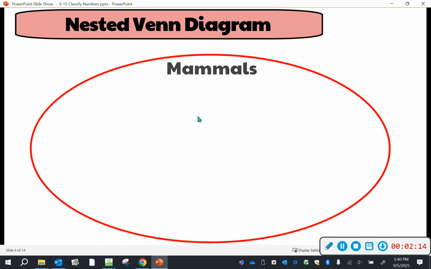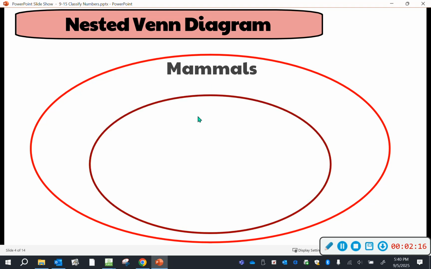Let's get more specific. What kind of a mammal are we talking about? Let's talk about dogs. Now, are all dogs mammals? Sure. But are all mammals dogs? No, we got different types of mammals. So anything inside the dog circle is going to be a dog. Anything outside the dog circle is not a dog, but it is a mammal. Let's get more specific on our dogs.